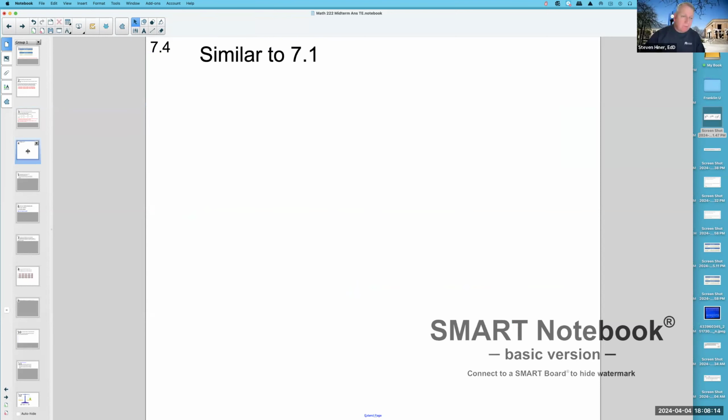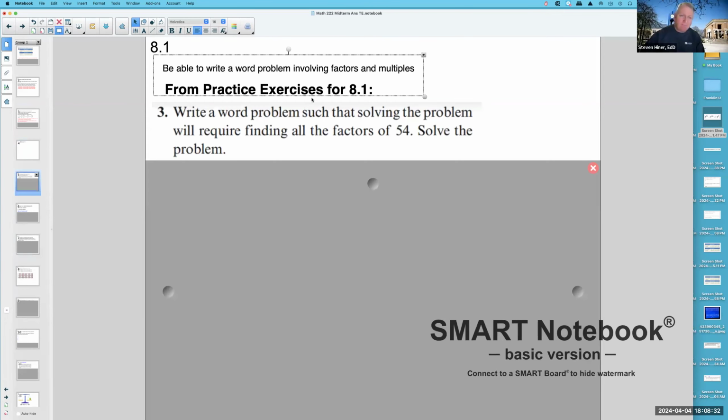Okay, moving along. 7.4, let me go back to my notes here. 7.4 is unit rates, oops, sorry, wrong one. Proportional relationships again, so it's similar to 7.1. It's just going to have another question about 7.1 on there. So let me move on to chapter 8 already here.